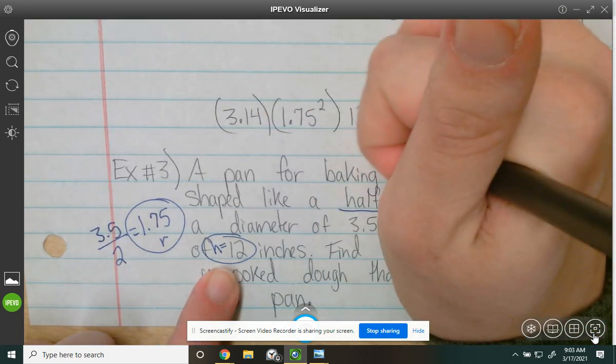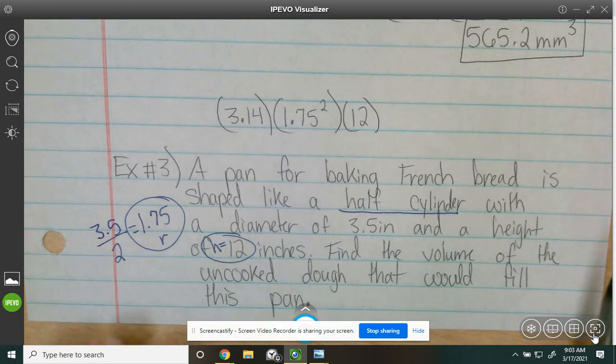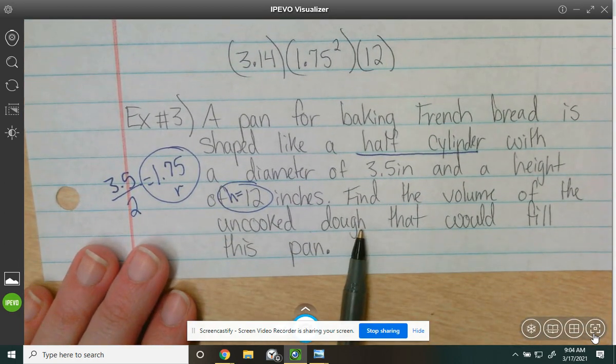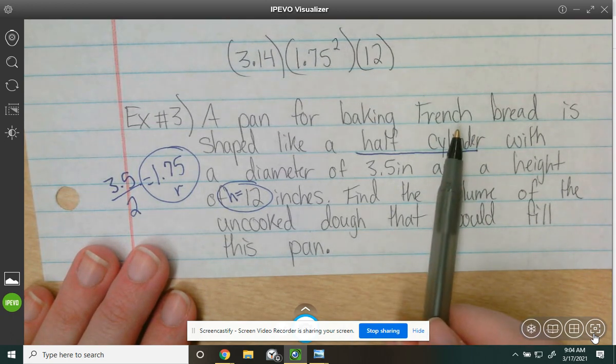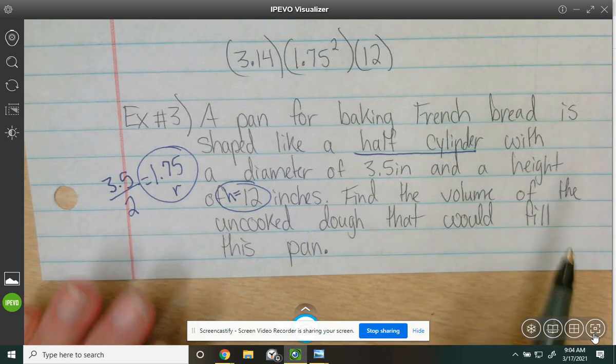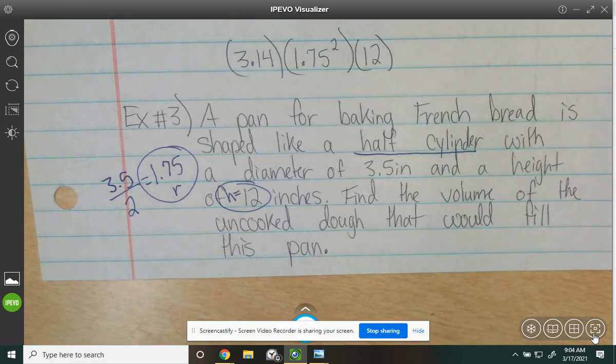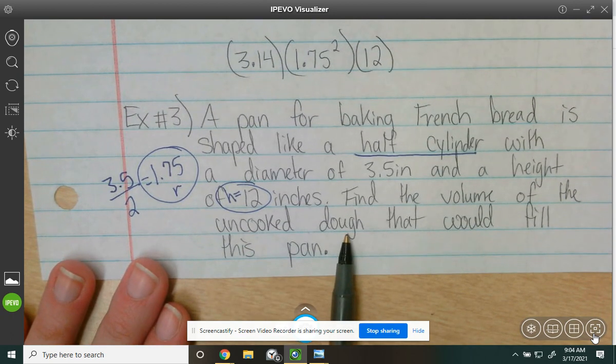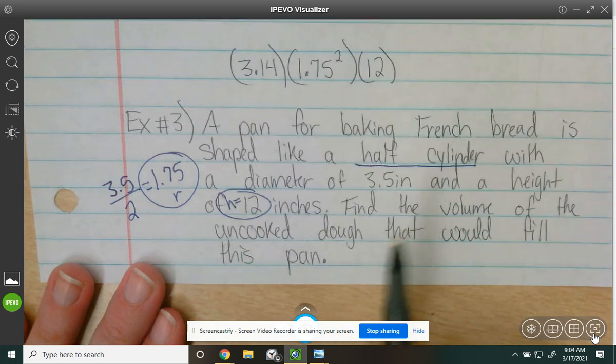My height is 12. And the reason it's uncooked dough is because what happens whenever you put it in the oven and cook it? Well, ideally, especially with bread, it's going to actually be a full cylinder size once it's done rising and cooking. So we just want to know what the uncooked dough part's going to be because it only fills up the half cylinder there.